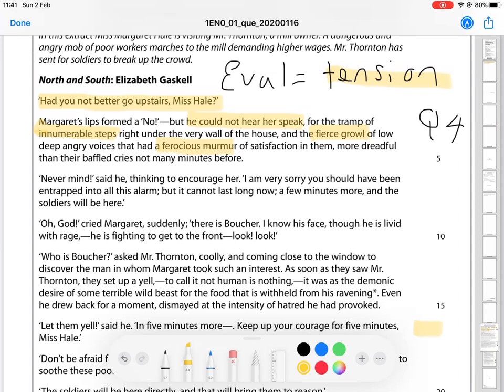I move on. Never mind, said he, thinking to encourage her. I'm very sorry you should have been entrapped into all this alarm, but it cannot last now. A few minutes more and the soldiers will be here.